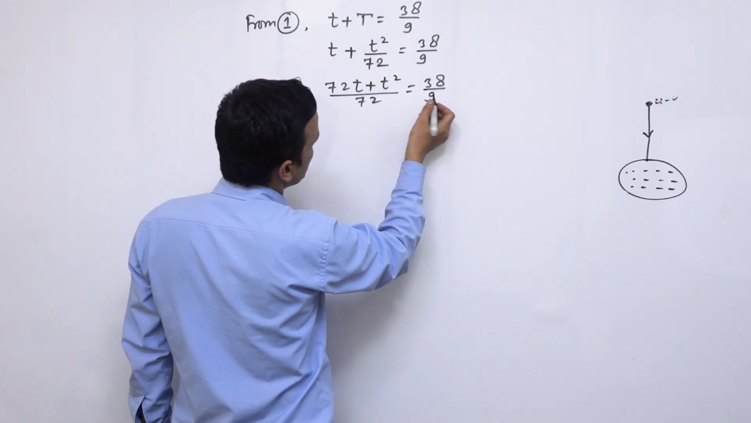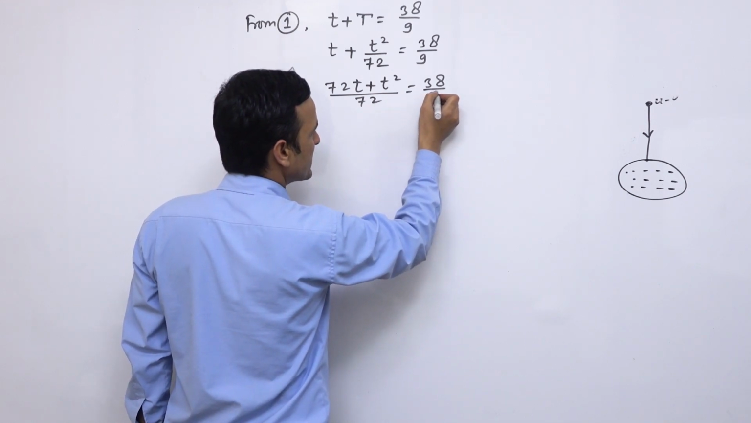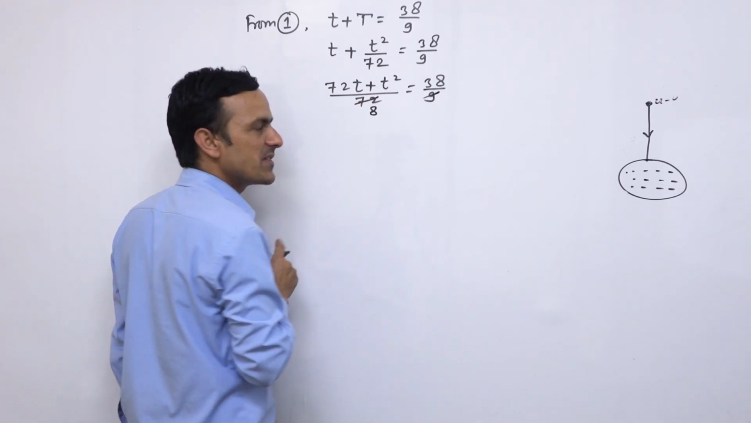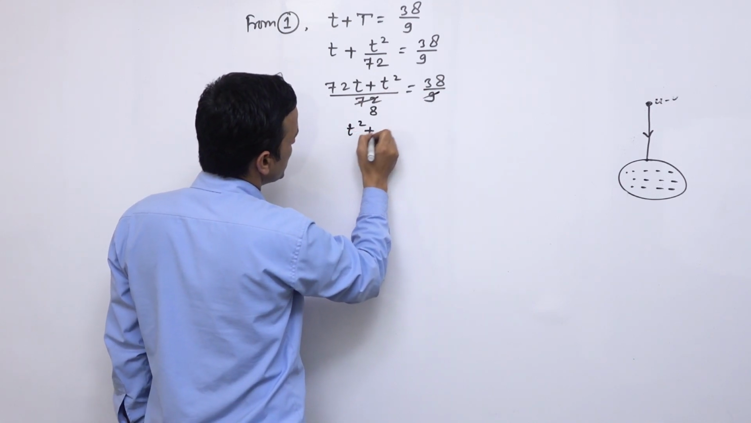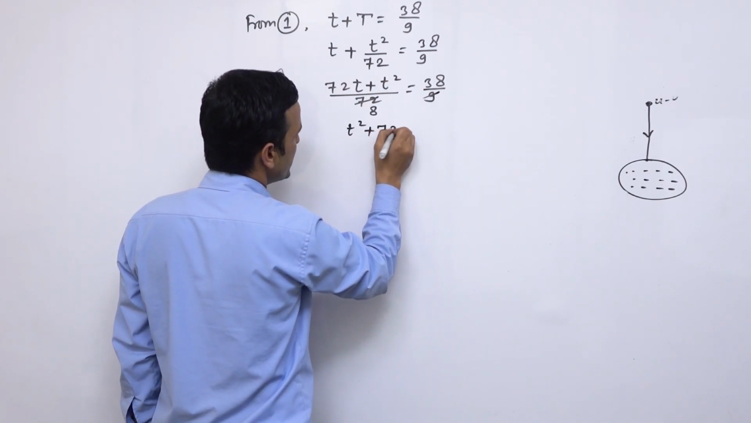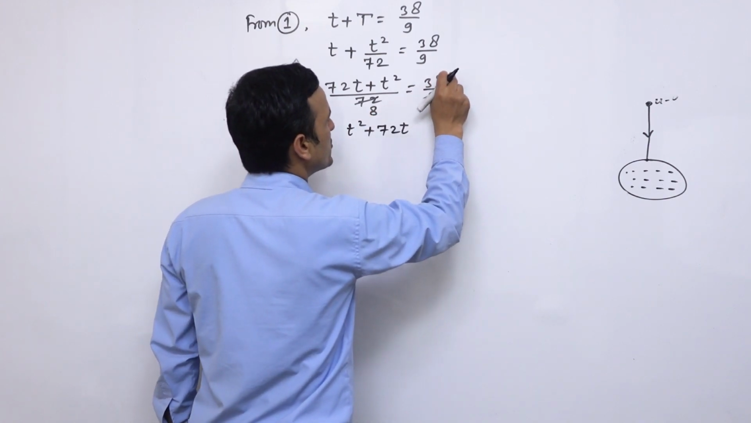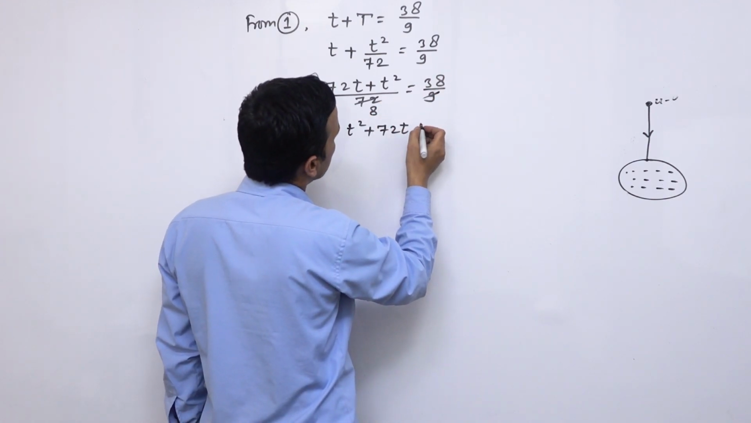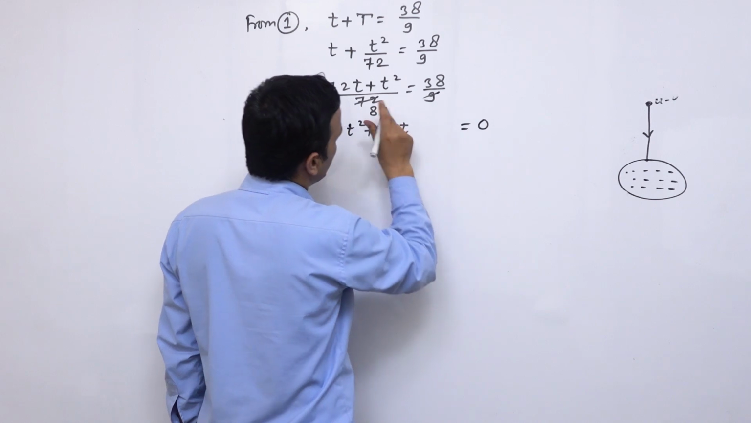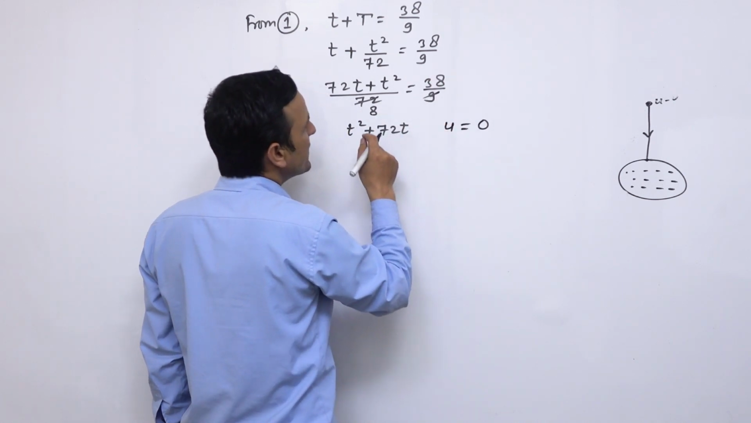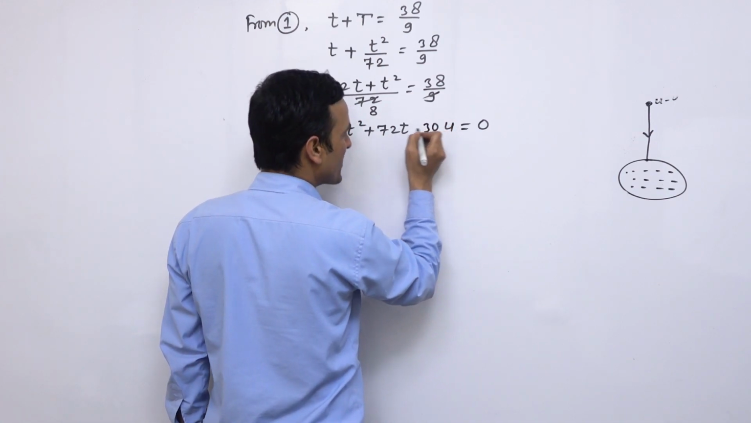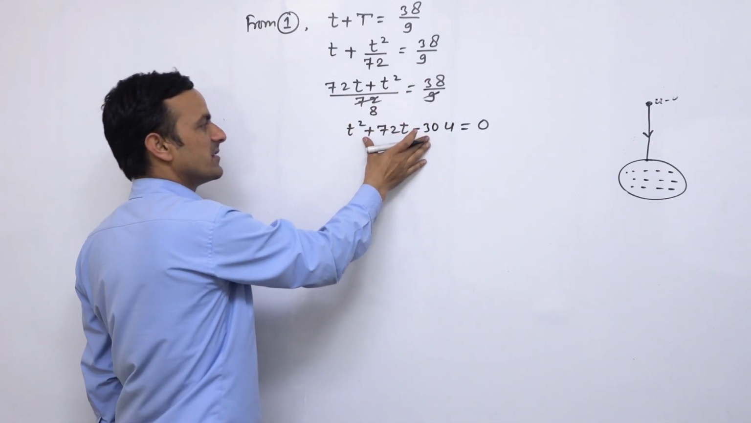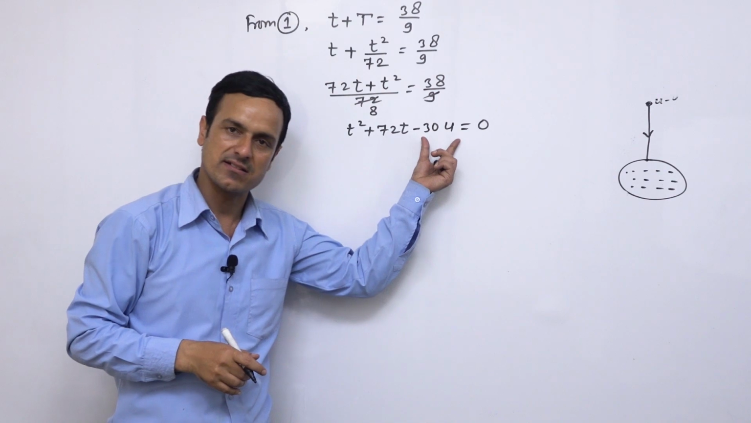So 9 8s are 72, so we can cut down the 9 and 8. If you cross multiply, then it will be t square plus 72t and 8 into 38. This is equal to 0. 8 8s are 64, 8 3s are 24, 24 and 6 is 304. If you take it to this side, then it will be minus.